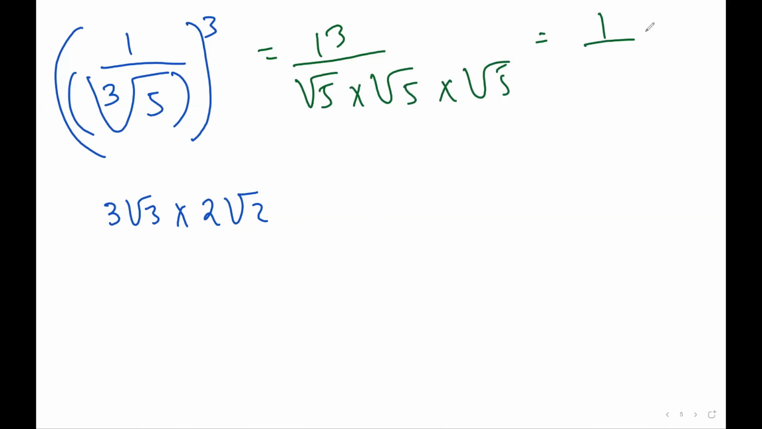Correct? 1 cube is 1. As it is cancelled. As it is cube, so all these are partners, so it will be only 5. So it will be 1 over 5. Right? Next.